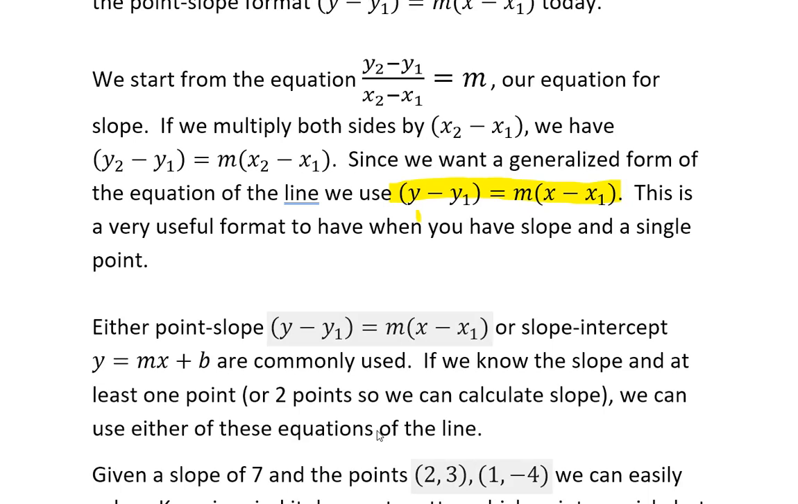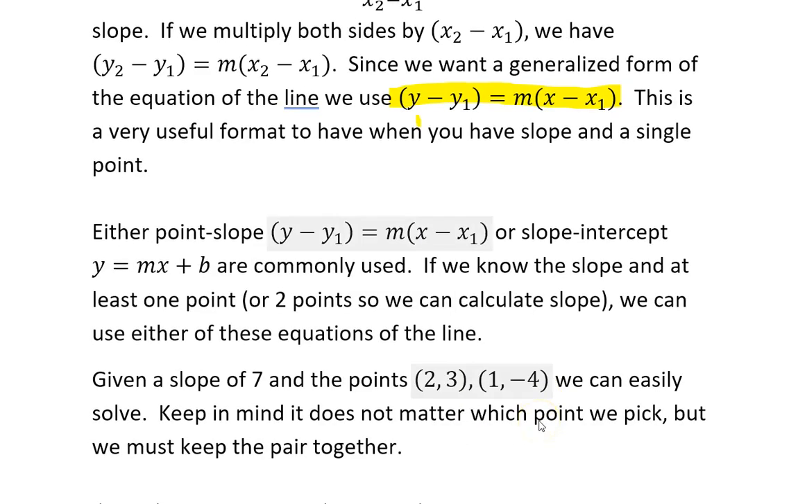It may even be easier than finding the slope-intercept format. So both of those are commonly used. We know the slope and at least one point, or we can use 2 points to calculate slope. We can use either of these equations on the line. So given a slope of 7 and the points of (2, 3) and (1, -4), we can easily solve.